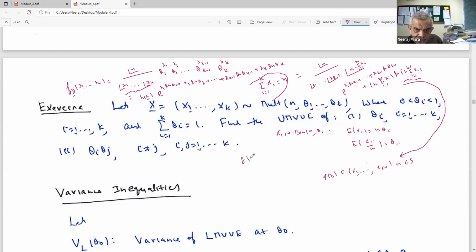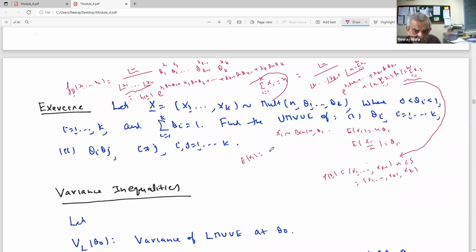And what is the expected value of xi? In fact, x1, x2, ..., xk minus 1 and x1 to xk are one-to-one functions. Why? Because their sum is n. So if you know k minus 1 of them, you know the remaining one. For example, if you know x1, x2, ..., xk minus 1, then xk is nothing but n minus all of these. So both are complete sufficient: x1, ..., xk minus 1, or x1, ..., xk minus 1 and xk.